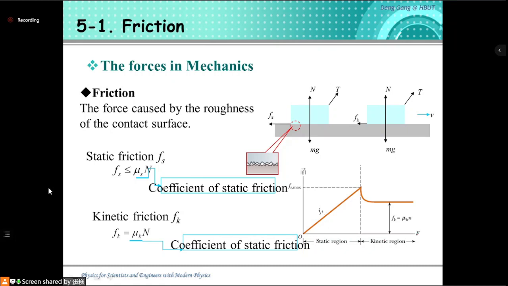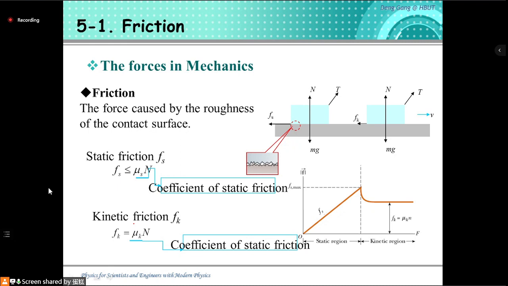But when the force is greater than a critical value, it will move. It will no longer stay at rest. It will start moving. And now the force becomes the kinetic friction. Usually the kinetic friction is slightly smaller than the maximum value of the static friction.